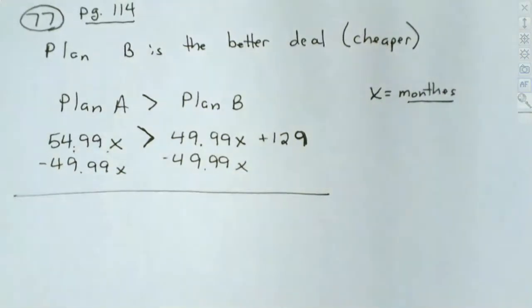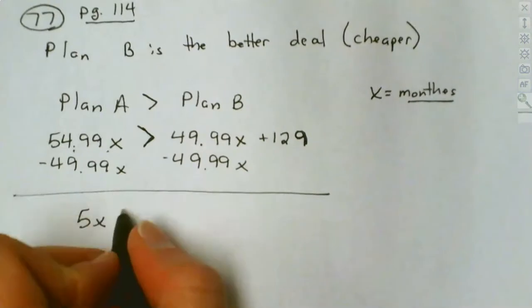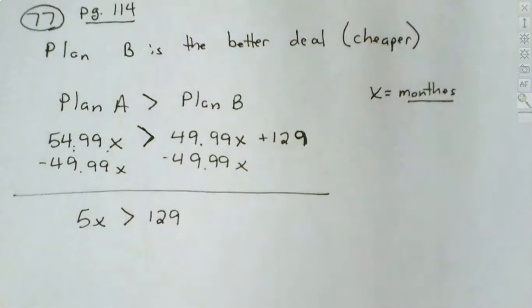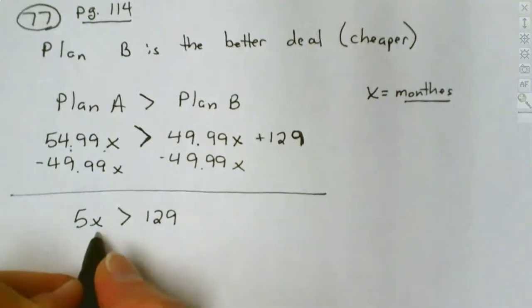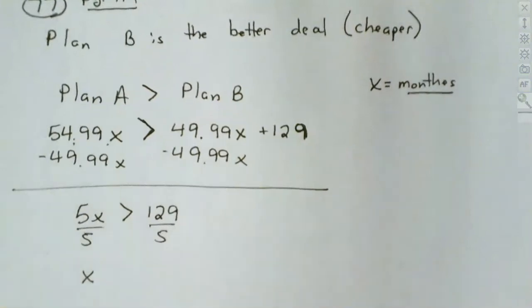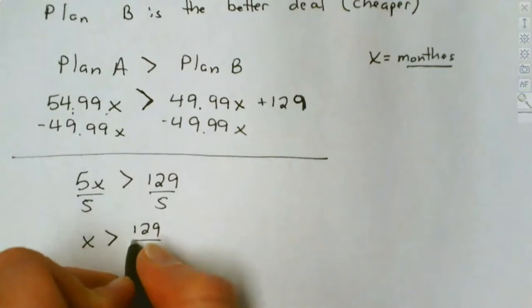Now we've got that $54.99 minus that $49.99. It gives us a difference of 5x. And that's going to be greater than 129 here. We're going to go ahead and finish this out by dividing by the 5. And that gives you now x is going to be greater than 129 over 5.